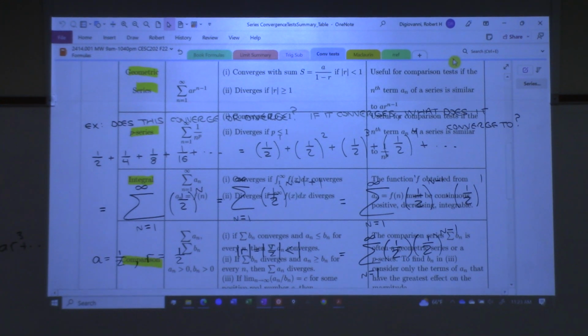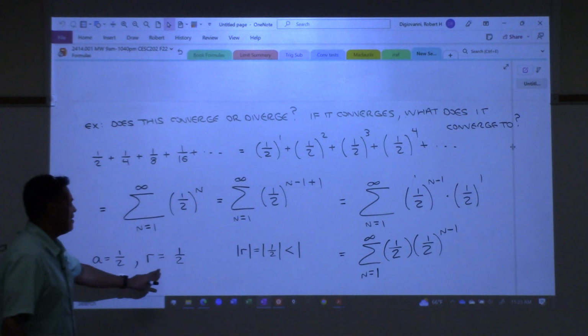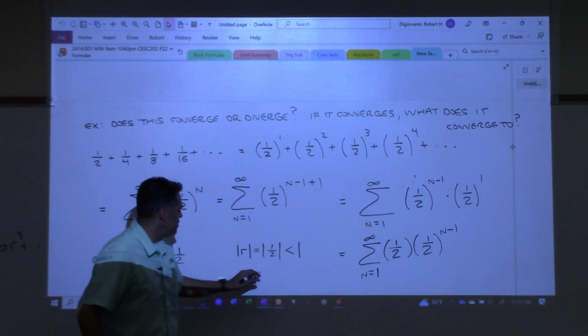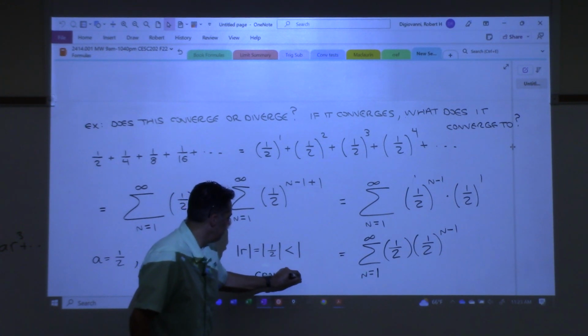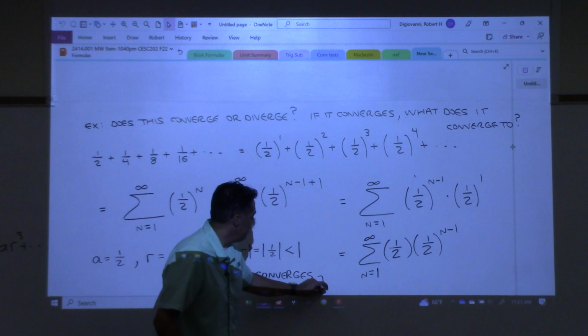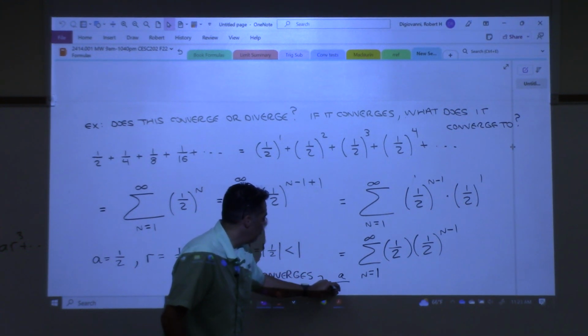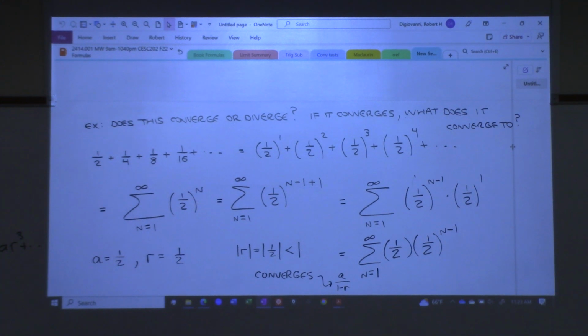I first had to identify what R was, right? And then take the absolute value, make sure it's less than 1. This tells me I converge, right? Not only do I know it converges, I know it goes to what? A over 1 minus R, right? A over 1 minus R is what it converges to. So I'm ready to actually give you the answer, right? Like this.